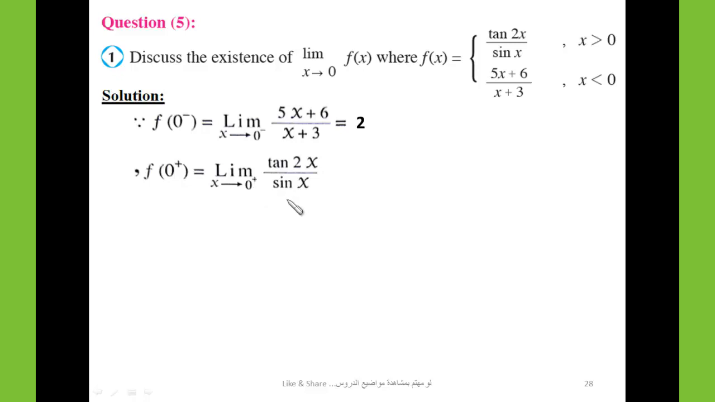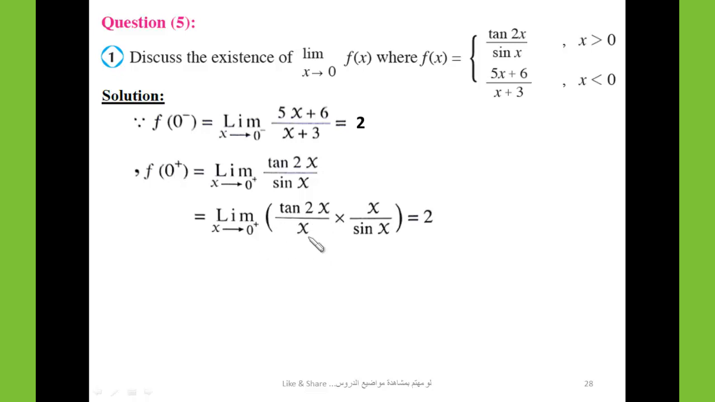And to calculate this limit, multiplying up and down by x. So we write sine 2x over x equals x over sine x. And note that tan 2x over sine x equals this fraction, equals tan 2x over x multiply x over sine x. Again, when you cancel x with x, you get the original fraction, tan 2x over sine x. So we calculate the limit.